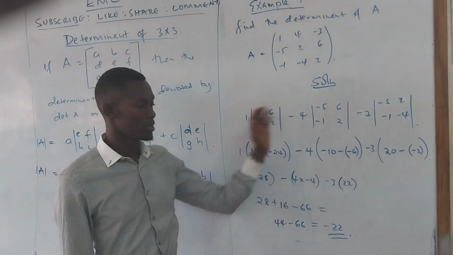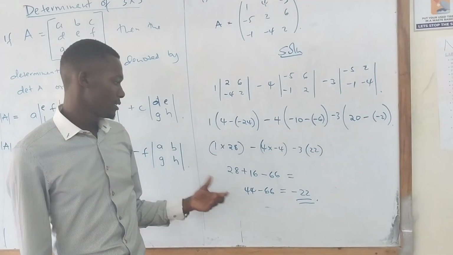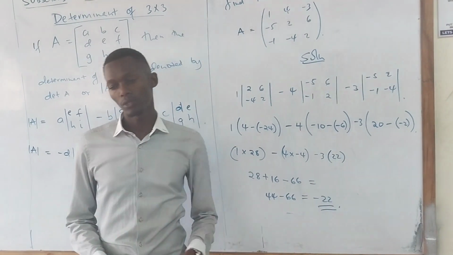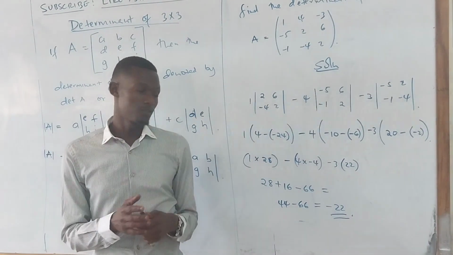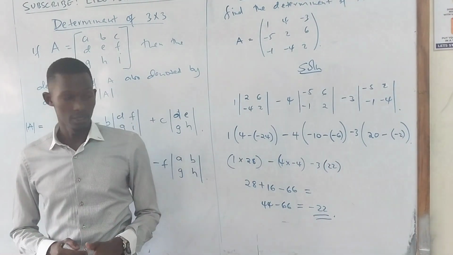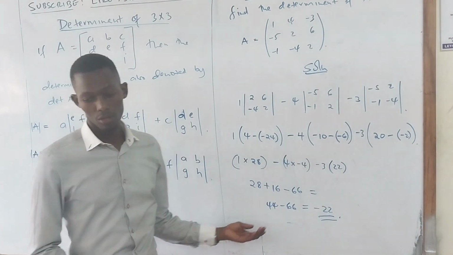You get the solution. So you just do the normal expansion there, open up the brackets, and you know the rules. When you multiply a negative and negative, it gives you a positive. Positive and positive gives you a positive. Positive and negative always gives you a negative. And that is it for the example on determinants.